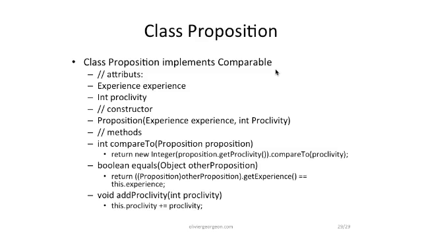So a proposition will have an attribute experience, what experience it proposes, and a proclivity, which is the strength of the proposition. So when we create a proposition, we will create a proposition for a specific experience with a specific proclivity. We will implement the method compareTo that allows us to compare propositions, and a proposition will be greater than another one if its proclivity value is greater than the proclivity value of the other proposition.